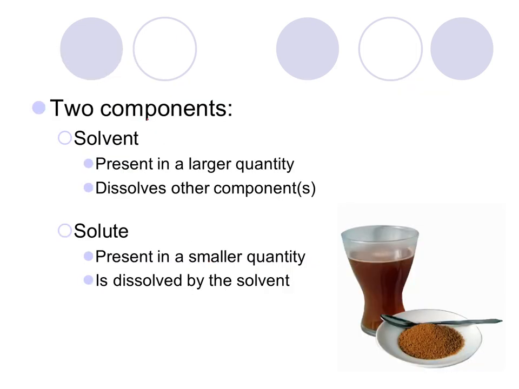The two parts that make up a solution are going to be the solvent and the solute. Essentially, the solvent is the one that's present in larger quantity, and we think of it as the thing that dissolves the solute. So the solute is what goes into the solvent, and the solvent is going to be present in larger quantities. So if you put instant coffee into water, the water is the solvent, the instant coffee is the solute. The solute is being dissolved into the solvent. 9 times out of 10, water is going to be our solvent.